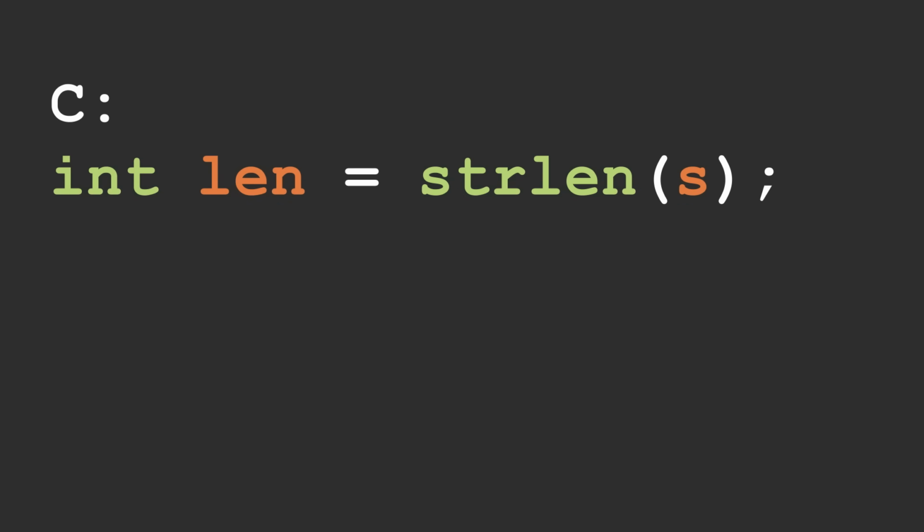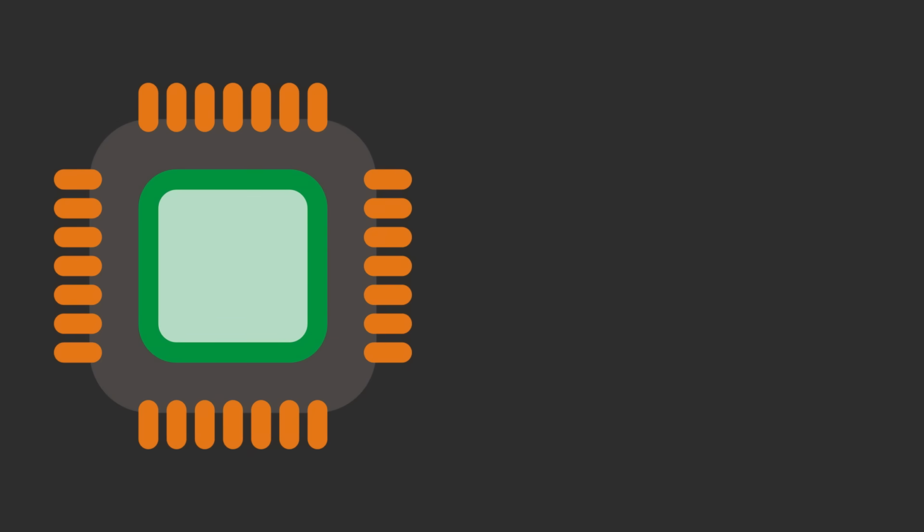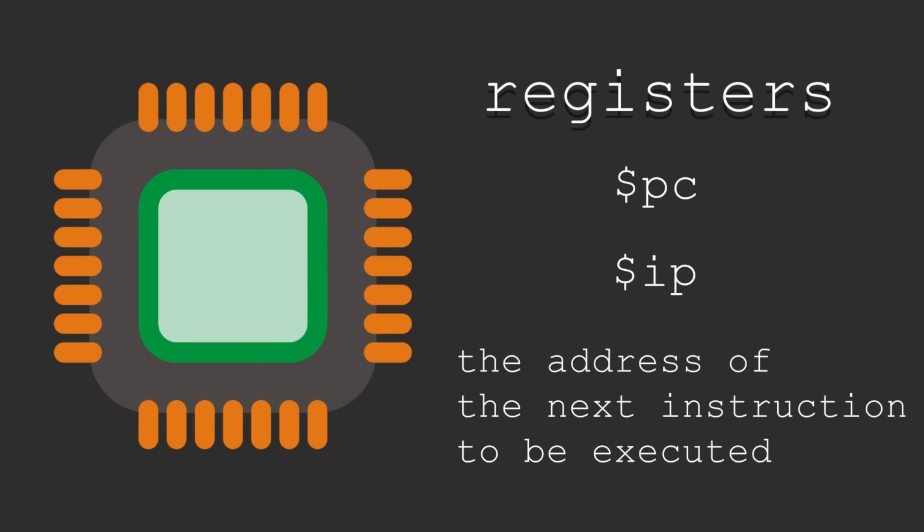To discuss how this works, we'll need to dive into the assembly of the function call, and don't worry, it's not complicated at all. A function call in C translates to the call instruction in Intel assembly. In other assembly variants, it has a different name, but they're all behaving generally the same way. Inside the CPU, there are variables called registers. The register we care about is PC, or the program counter. It's also referred to as IP, or the instruction pointer. The register contains the address of the next instruction to be executed by the CPU.